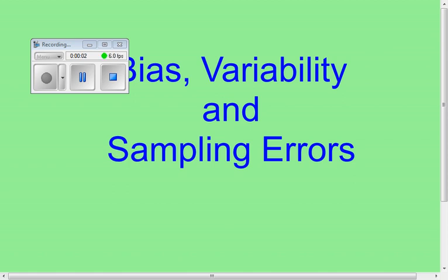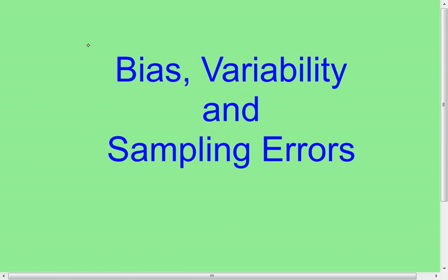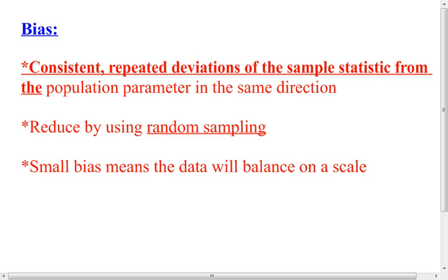All right, we are going to learn a little bit more about bias and variability today, and some different things that happen when you sample and different ways that bias is created. First of all, you know that bias is something that sways a result one direction or another. It happens when there's consistent, repeated deviations of the sample statistic from the population parameter in the same direction. That probably is like whoosh over your head right now.